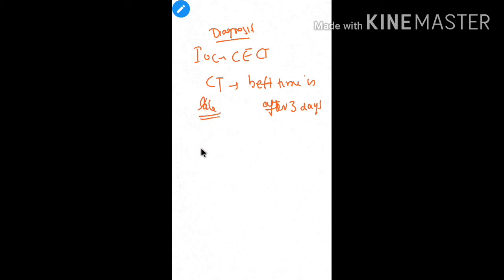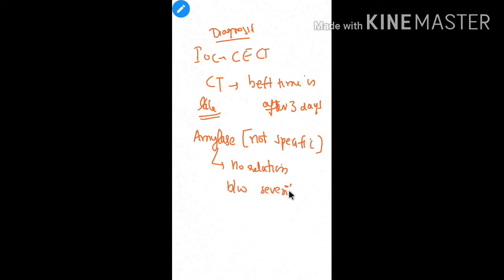We look for amylase, and this amylase is not specific for acute pancreatitis because this can be seen in some other conditions also, and there is no correlation between the severity and the level of amylase.